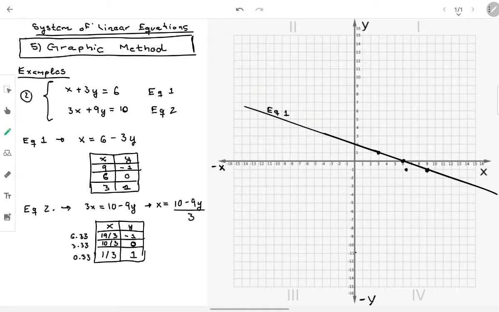So it's going to be something like here. Of course, it's a little bit difficult to put 6.33. 3.33, comma 0, it's going to be something like here maybe. And we will have also the one that it's 0.33, comma 1, that it's going to be something like here. So we can make the second equation graph, and let's see the line. So we have equation 1 and equation 2 graphed.